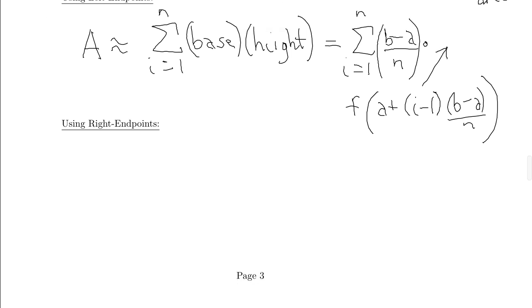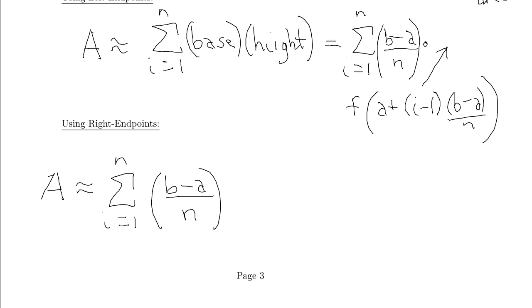Same idea when we want to find the area using the right endpoint. We're just generalizing the exact formula that we came up with in the above example. And so we end up with the area being approximately the sum from i equals 1 to n of, well, our base length is still the same, so b minus a over n. And our height is almost exactly the same, except instead of having to take i minus 1 jumps to get to the left endpoint, we have to go one more jump, so i jumps to get to the right endpoint. So it's going to be f of a plus i times b minus a over n.